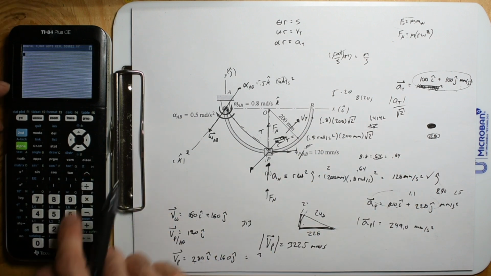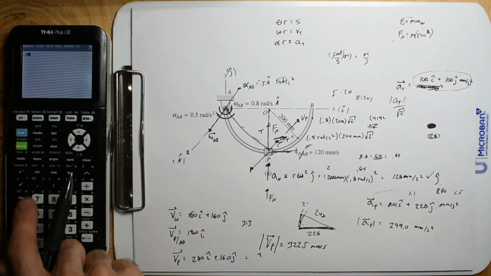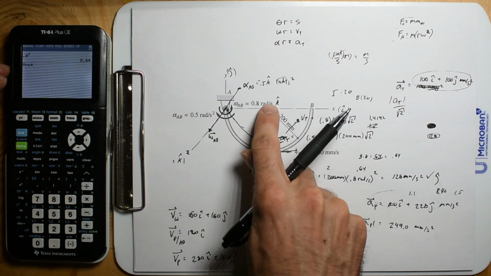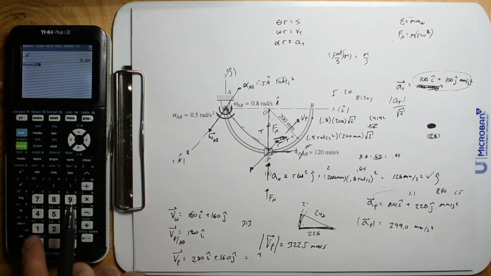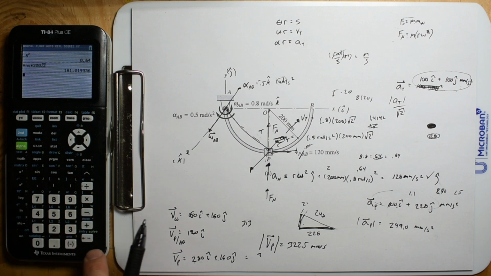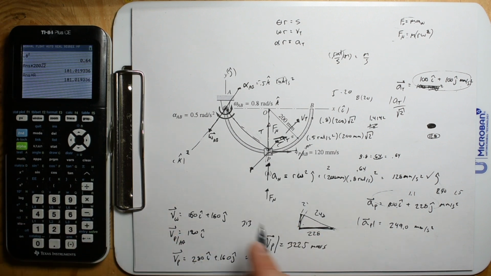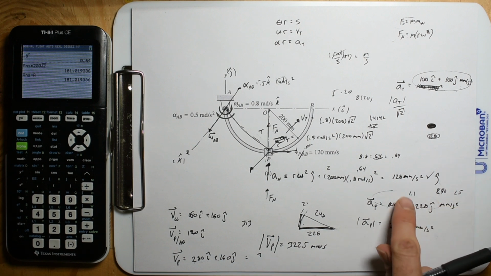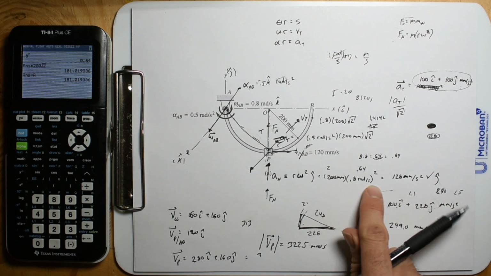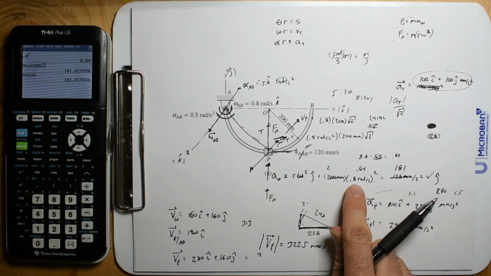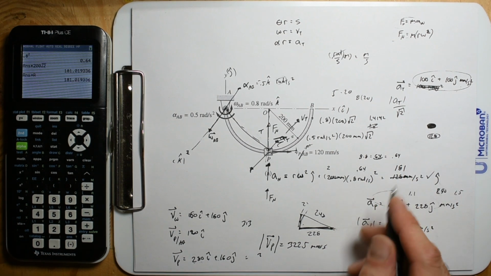Let's just, I think we maybe messed this up. 0.8 squared times this radius. This radius is going to be 200 and then square root of 2. All right, so we're going to store that as alpha A. And see, I didn't get that right at all. I don't know what I was thinking. So this is 181. Why couldn't we do that? I don't know why we messed that up.